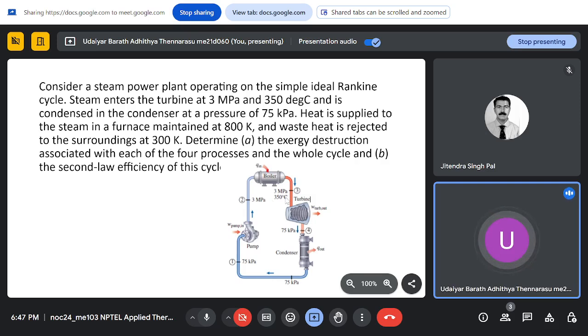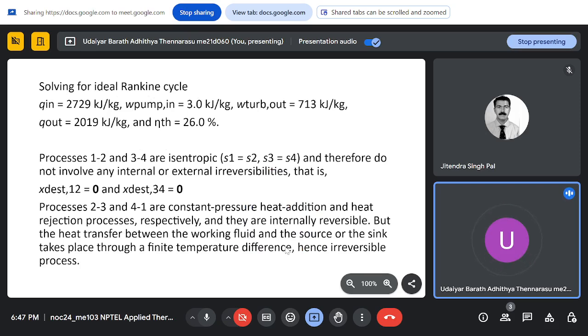Using this, this is how the cycle will look. The pump is pumping to 3 megapascal from 75 kilopascal, and then we are heating it to convert it to steam, which we don't know and have to calculate. What we know is the exit at 3 megapascal and 350 degrees Celsius, and that is run in the turbine, and it comes out at 75 kilopascal, rejecting heat to the ambient at 300 Kelvin.